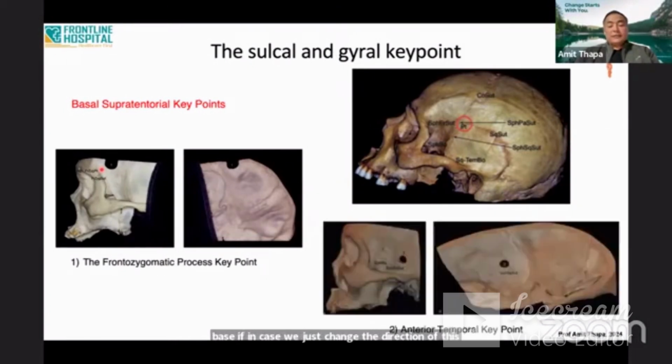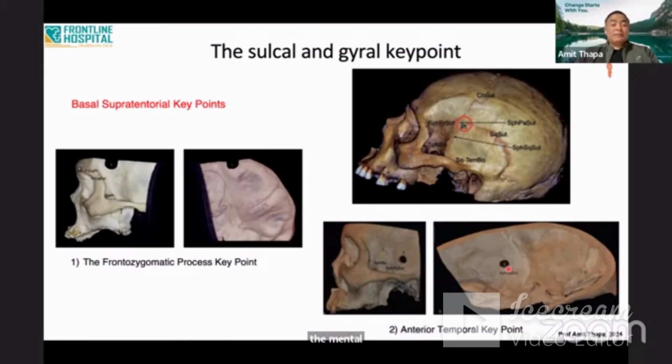Then the other burr hole site or key point site is the anterior temporal key point, which is basically just behind the sphenoid squamous suture line. If you go anterior, then we'll be going into the sphenoid bone. So it's always better to go behind, and this will be leading us to an area where the middle meningeal artery will be found. So this will actually let us open into the middle skull base.